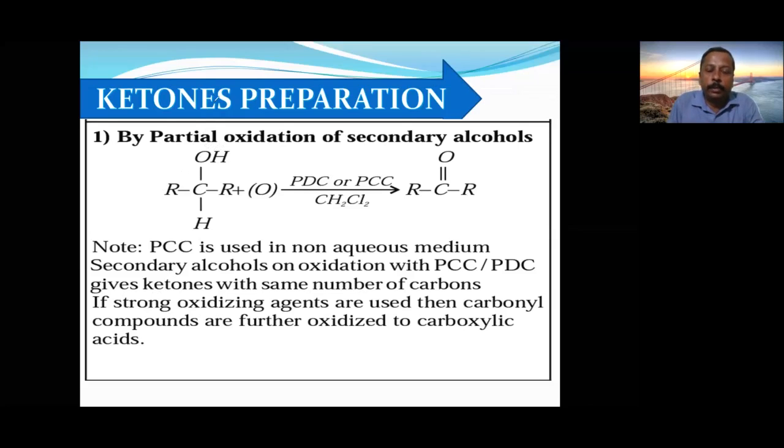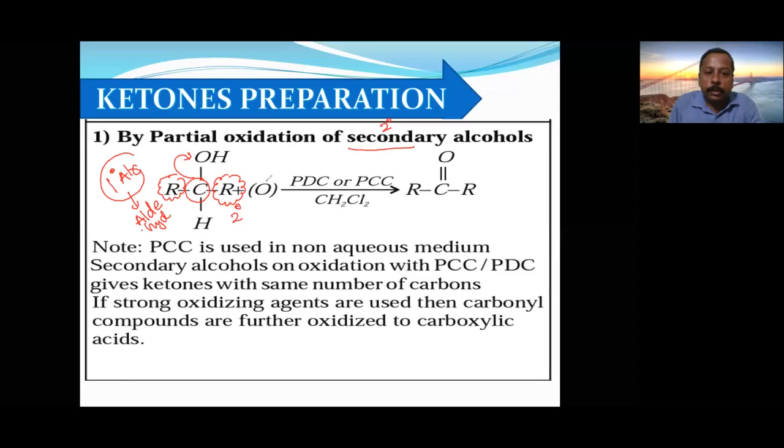Okay, this method is common in the aldehyde. This should be a 1 degree alcohol. If we take a 1 degree alcohol, we will get the aldehyde. And if we take a 2 degree alcohol, also called secondary, this is the carbon on which OH is connected, and it is connected to two alkyl groups. That's why it is called 2 degree, or secondary.